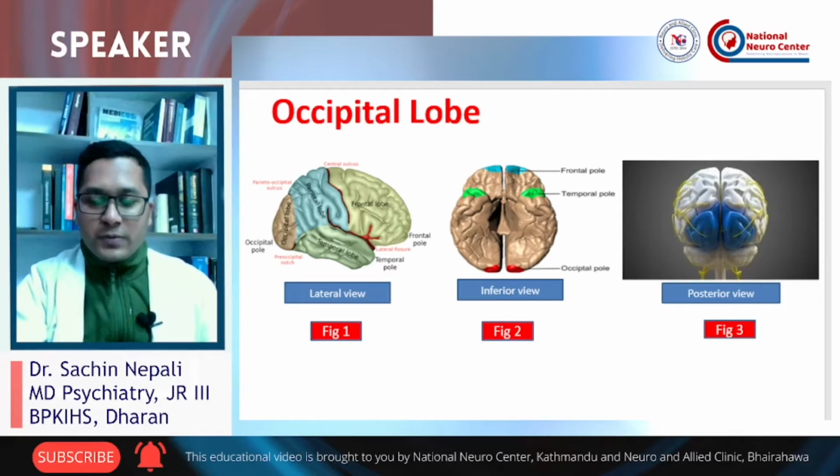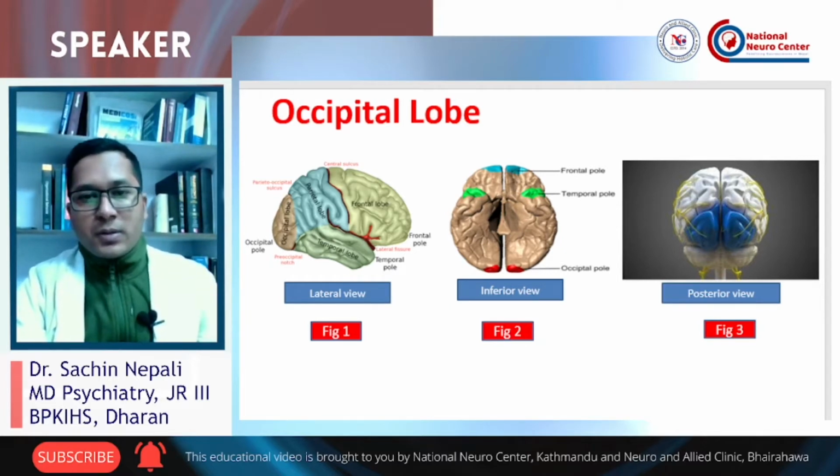Now the anatomy of the occipital lobe. We can see 3 pictures, figures 1, 2 and 3, showing from different sides of the brain. In figure 1, this is the lateral view of the occipital lobe. This is the occipital lobe, and in the second figure we can see the occipital lobe marked by the red areas. This is from the inferior view, and figure 3 is from the posterior view. This blue portion is indicating the posterior part of the brain, and these are the occipital lobes.